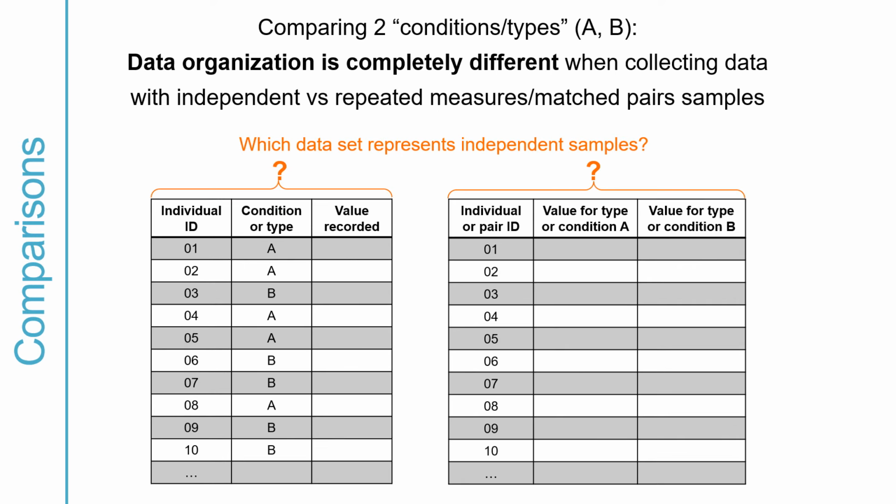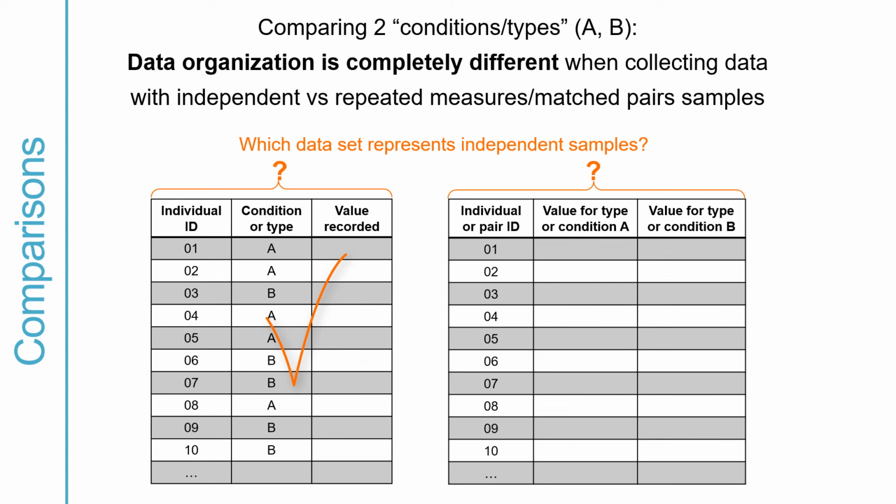So here we have raw data tables for each of those two designs. Remember that the optimal organization for raw data is to use one row for each individual studied. Which one of those two data tables represents a design for independent samples?